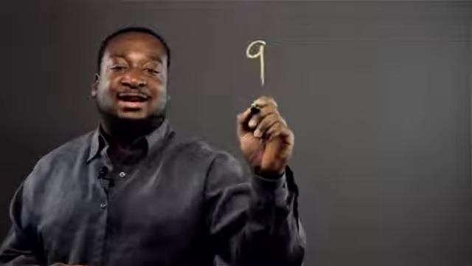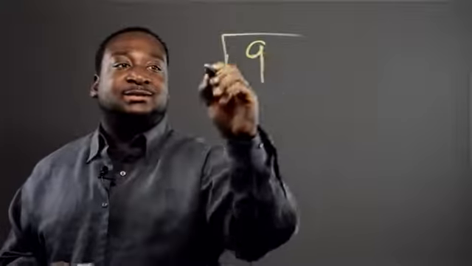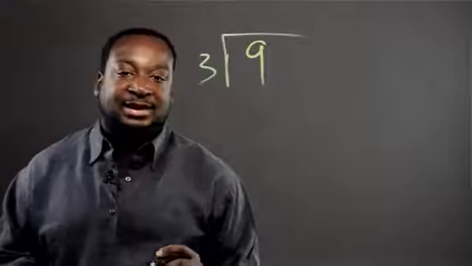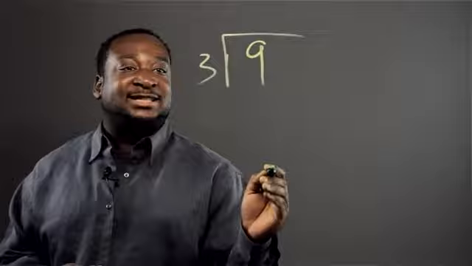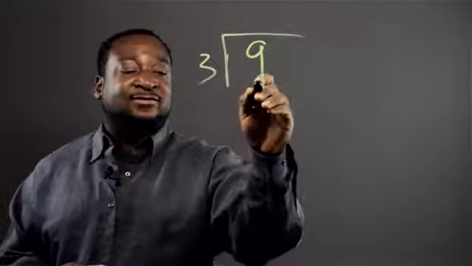Now, when dividing a number by another number, it's merely how many times you can take away a number. So let's say we have 9 and we're going to divide 9 by 3. Basically, what we're asking is how many times can we take 3 away from 9?